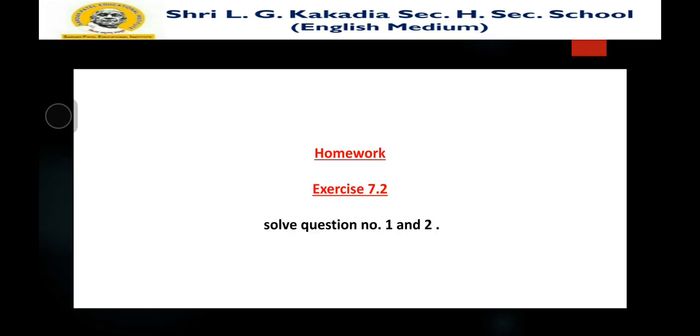Now you can solve such examples from exercise number 7.2. Solve questions number 1 and 2, as they are easy to find using the section formula.